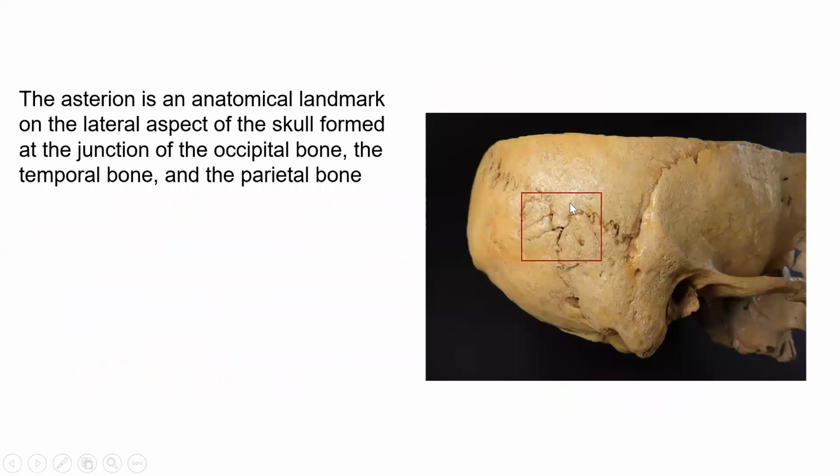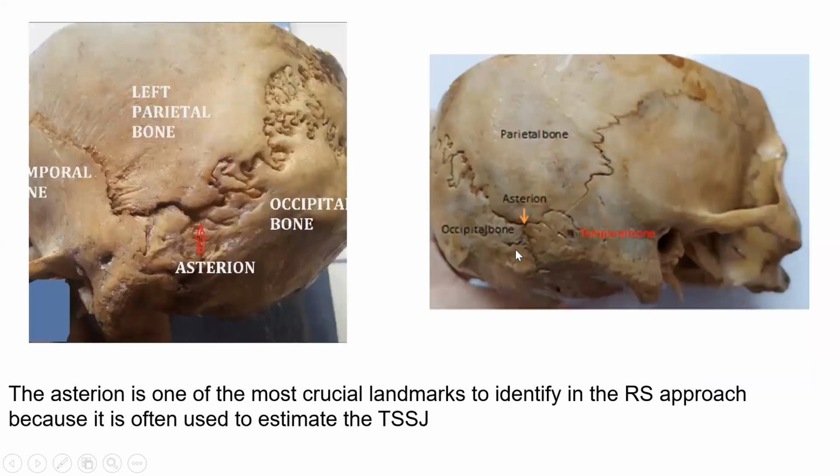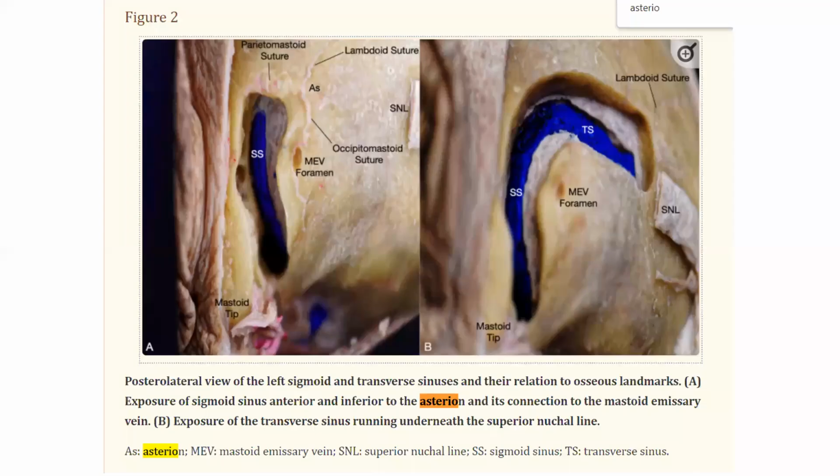Similarly, asterion is an important anatomical landmark, especially when you are doing retrosigmoid approaches. It is the anatomical landmark of the lateral skull formed by the occipital bone, the parietal bone, and the mastoid temporal bone. Over here, this is the asterion, and it basically gives you the idea of the transverse and sigmoid sinus junction.